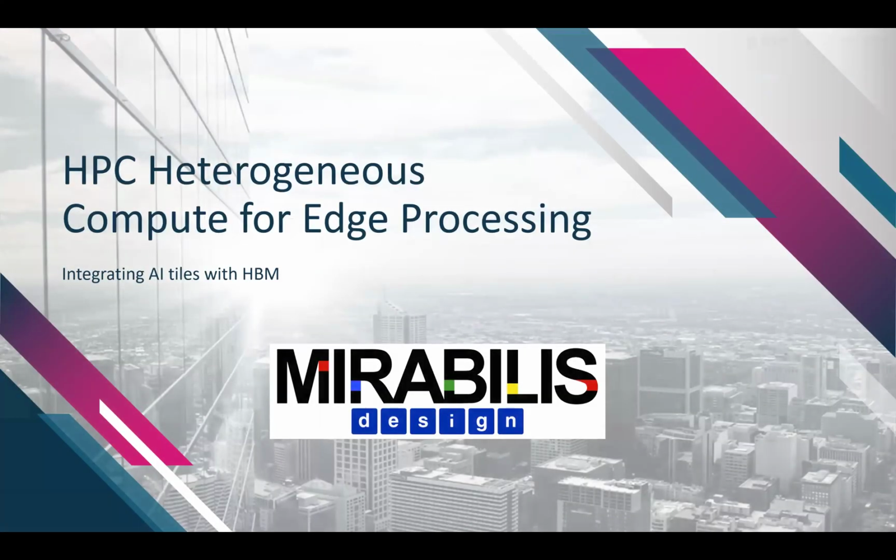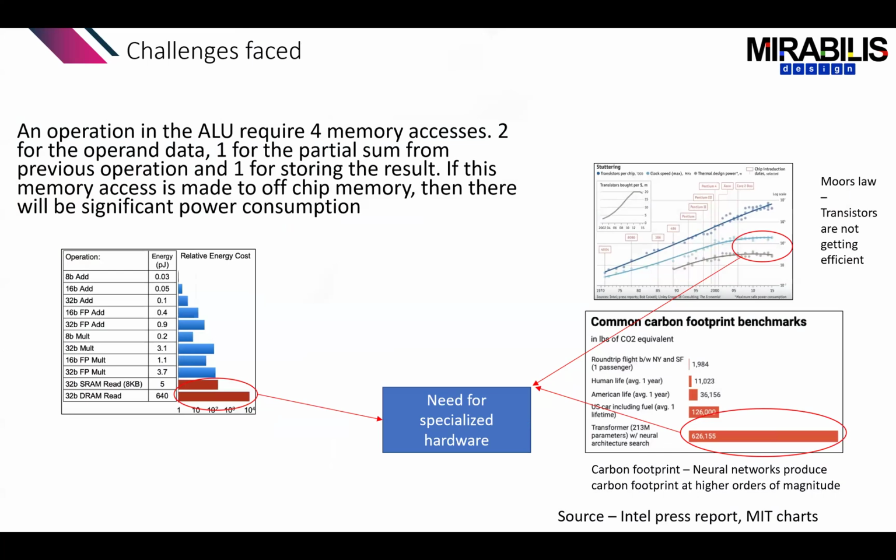Now, let's look at another aspect, because today there's a transition to high performance computing, especially with heterogeneous compute, both for edge processing and for data center. But today we're only going to focus on the edge processing. So we're going to take a DNN or a convolutional neural net. And if you take an operation in the ALU, there are about 4 memory accesses: 2 for the operands, 1 for the partial sum, or the previous one, and 1 for storing the result. Now, if you store them all in an SRAM, which is on the chip, the power is going to be significantly lower than if you move them off chip.